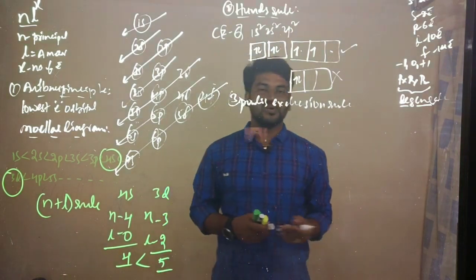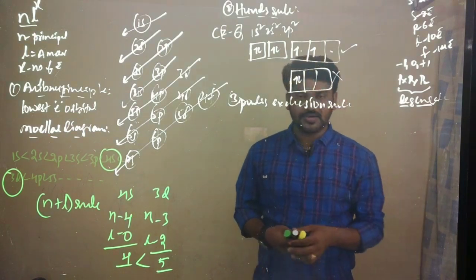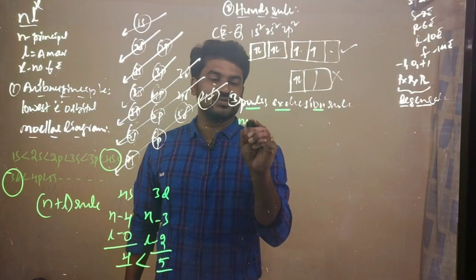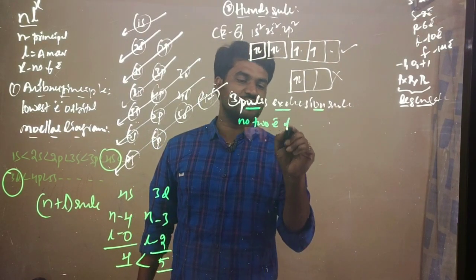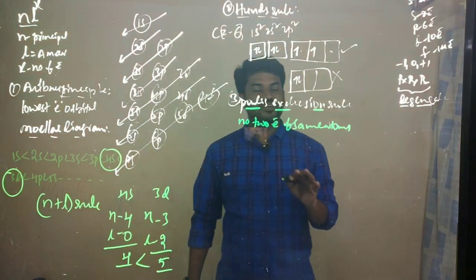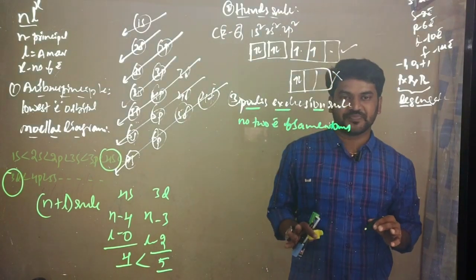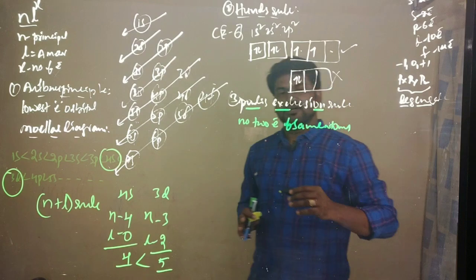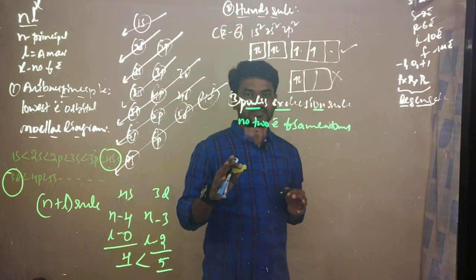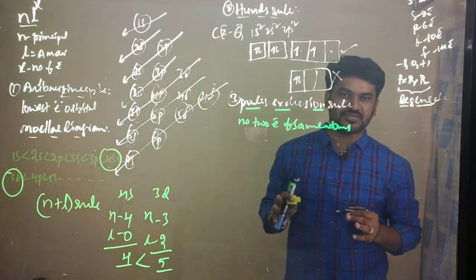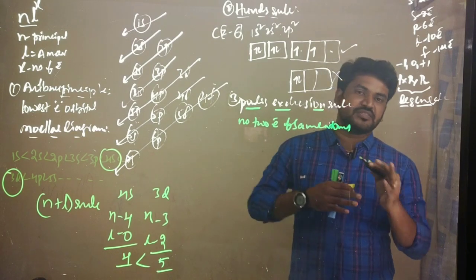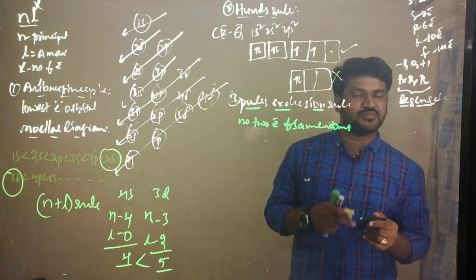What is meant by Pauli's exclusion rule? Let us say no two electrons of the same atom have all four quantum numbers the same. That is, if you take any one atom, no two electrons in that atom have the same four quantum numbers. That means in an atom all the electrons have different quantum numbers, so at least one quantum number should be different.